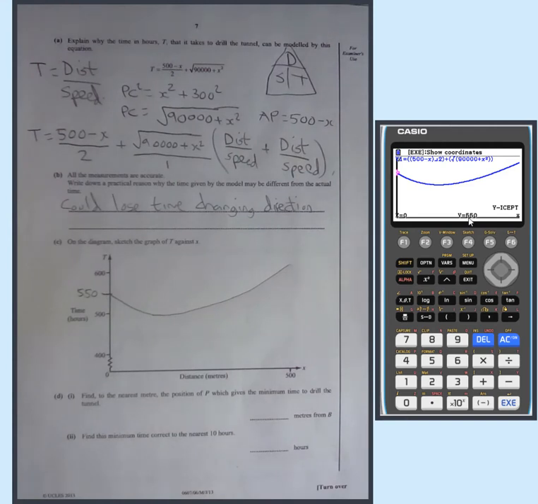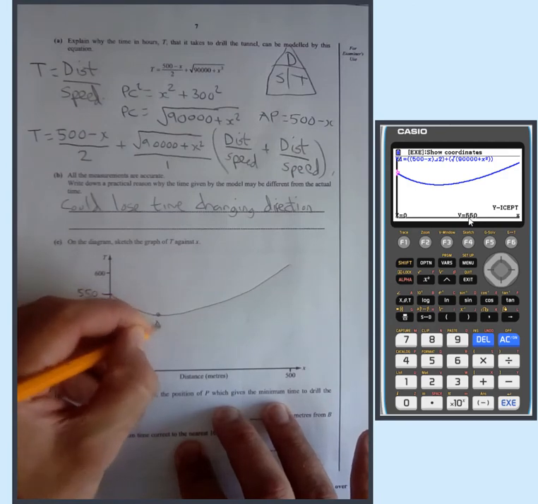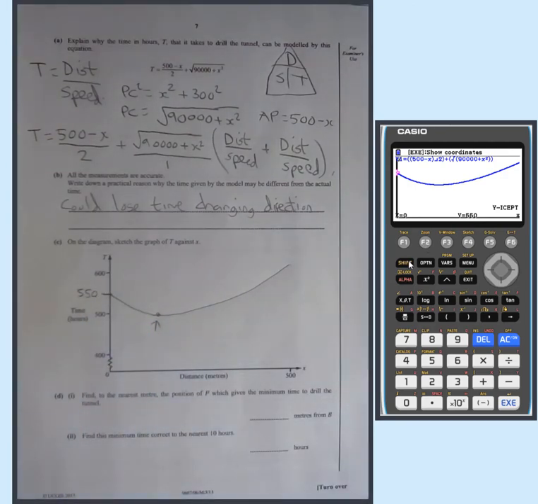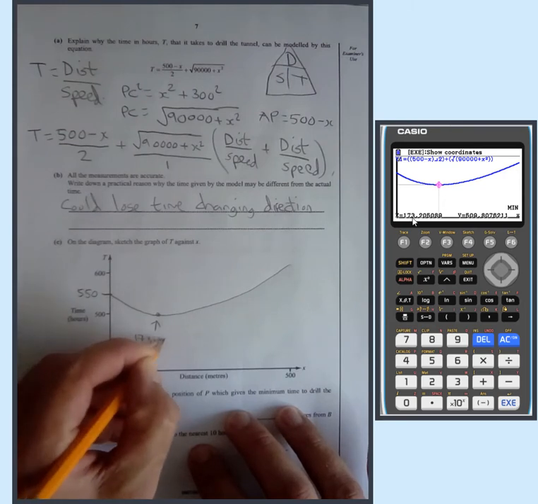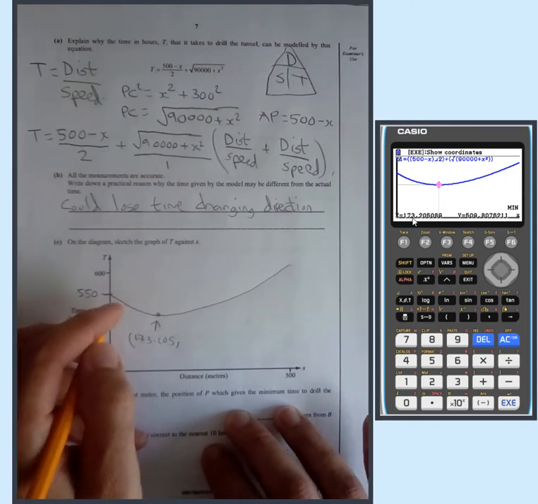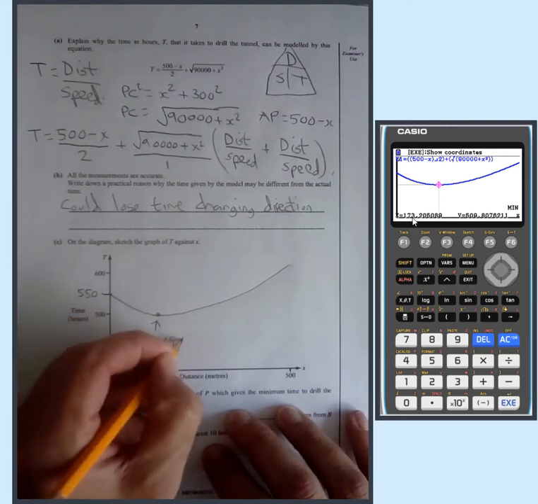Find to the nearest meter the position of P, which gives the minimum time to drill the tunnel. So the minimum P, it's this point that we're interested in there. And we can find that by going to GSolve, and we are looking for a minimum. You can see that that happens when x is 173.205. I might just write that down, 173.205. The y value there is 509.808.